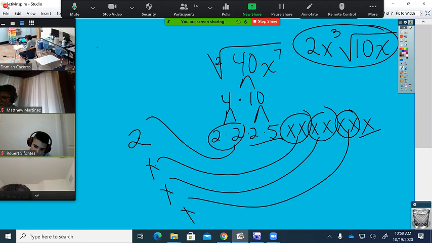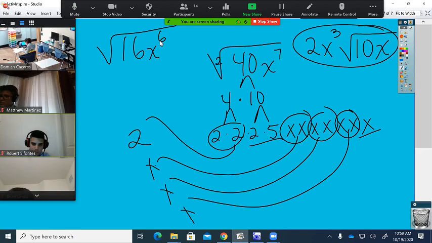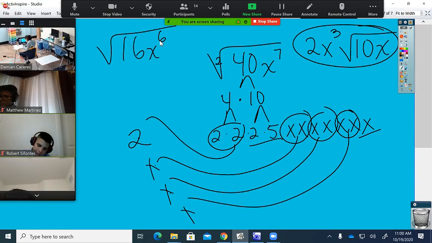So try this on your own. Square root of 16x to the 6. So some of you should be able to give me that answer without showing any work whatsoever.